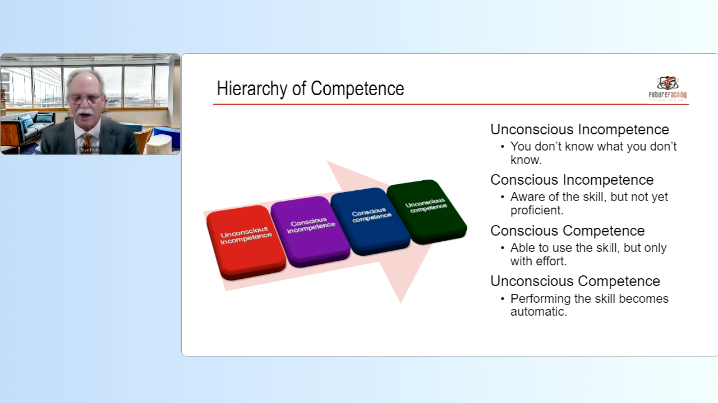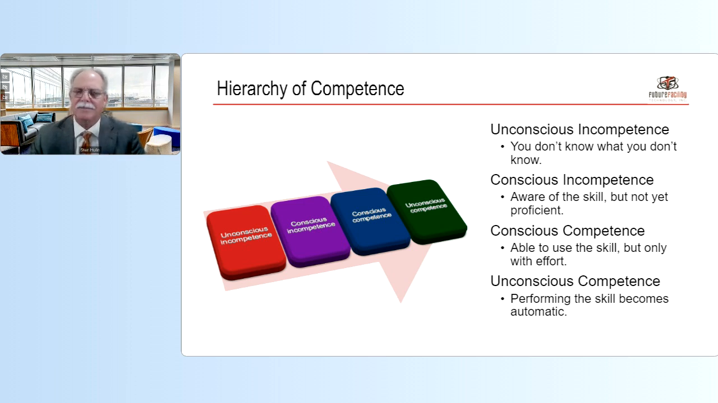We start with unconscious incompetence. You don't know what you don't know, and you're not going to know what it is till somebody teaches it to you, or you mistakenly make a mistake and you figure it out, which is not a good way to do it. It's called the school of hard knocks. And then you go from unconscious incompetence into conscious incompetence, which means you're aware of that skill that you're using, but you're not yet proficient at it. You know how it works, but you haven't figured out how to hold that mop right, or clean that desk right, or whatever. That's called conscious incompetence.